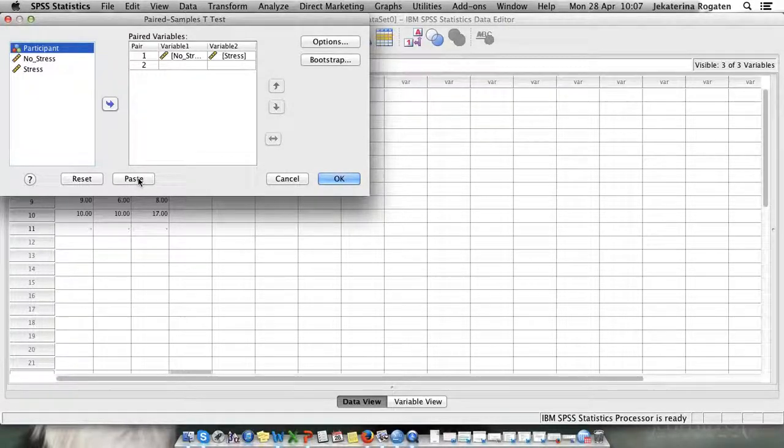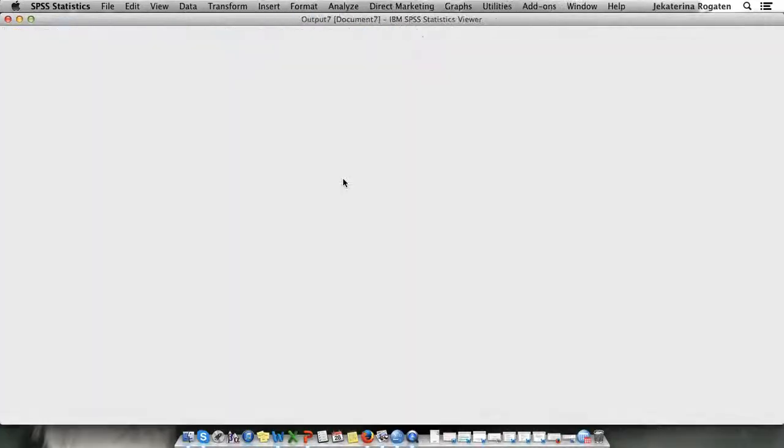So let's reset. What we have is the first pair that needs to be analyzed. In SPSS you can analyze several pairs at the same time, but we only have one pair, no stress and stress condition. So we'll put our variables into the first pair variables. There we go, no stress and stress. There is nothing else you need to choose, so we just press OK.